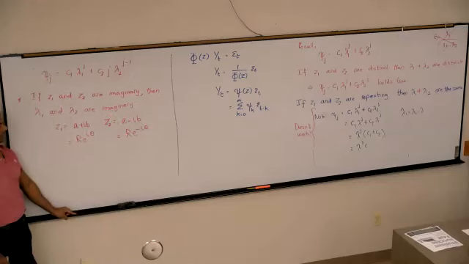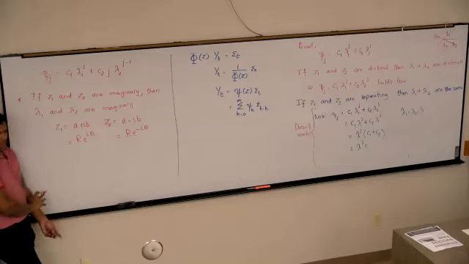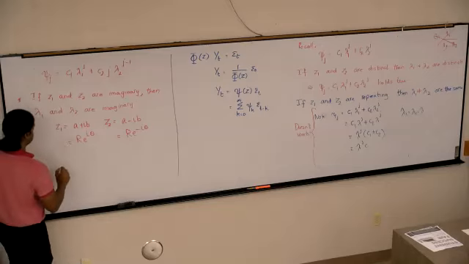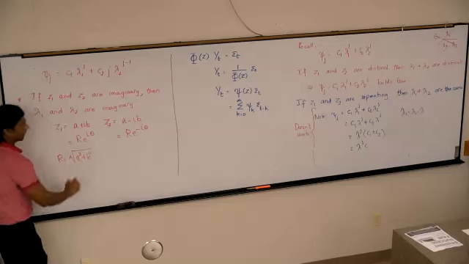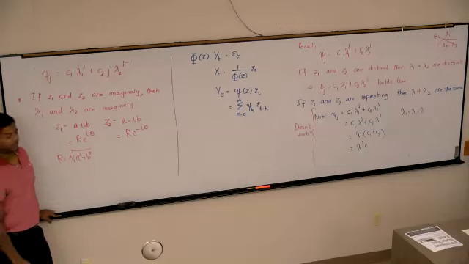Good. So those are the two things. But we've got to know what R is. Well, R is the magnitude, right, R is square root of a squared plus b squared.